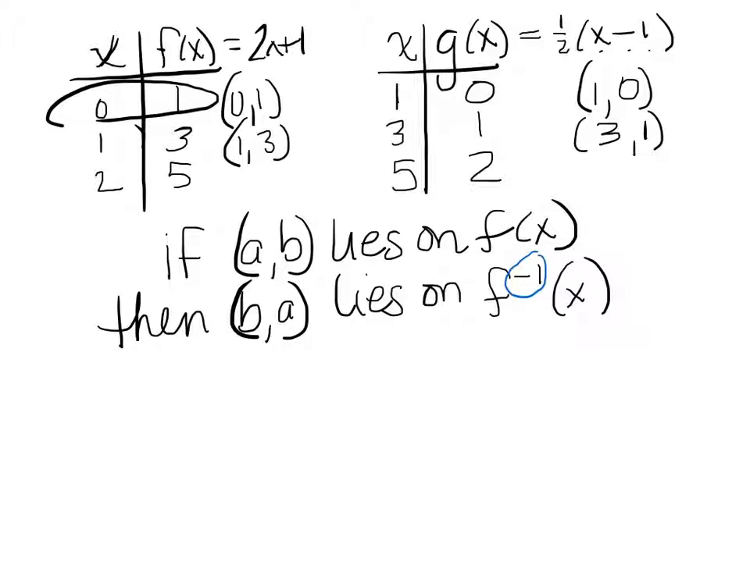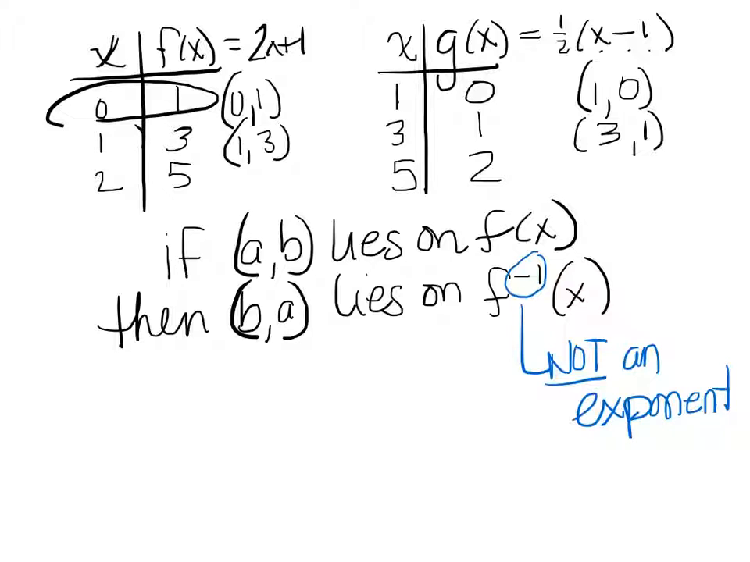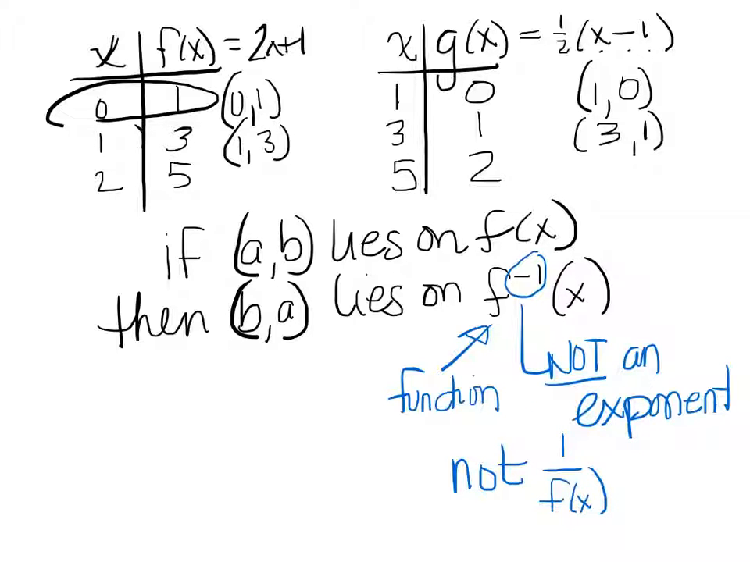This right here is not an exponent, okay? It's not on a variable. If that -1 was on a variable, I would say yes, that's an exponent. But this -1 is on a function name, the name of a function. So it is not an exponent. It does not mean 1 over f of x. So I just want to be really, really clear about that.